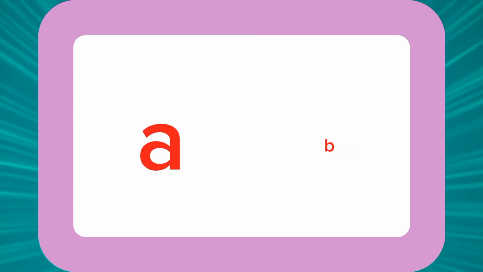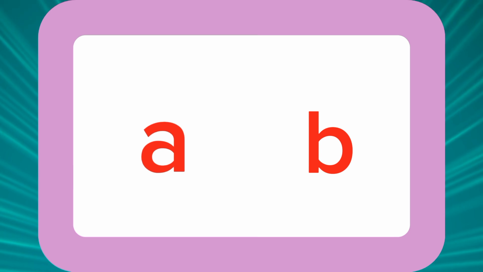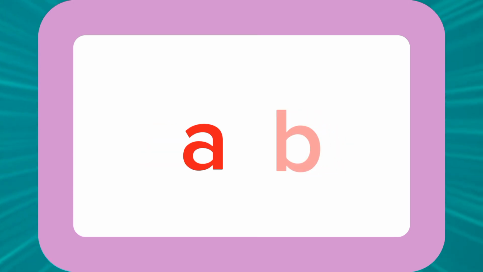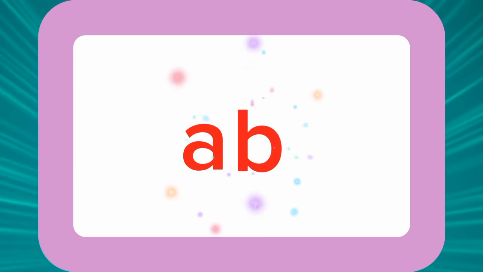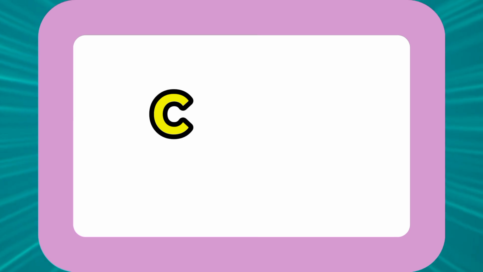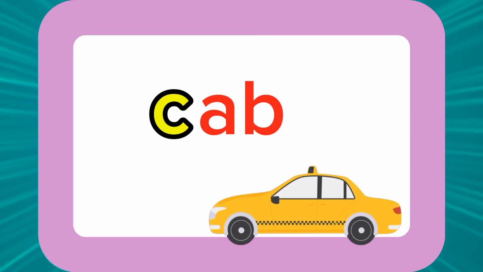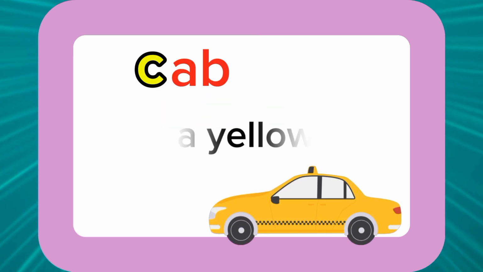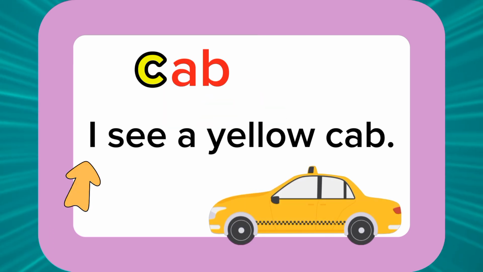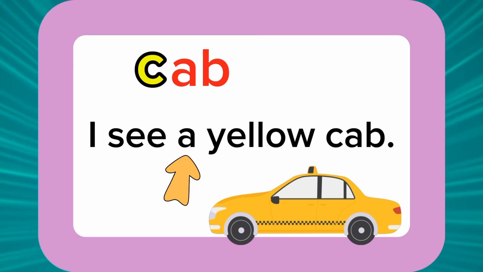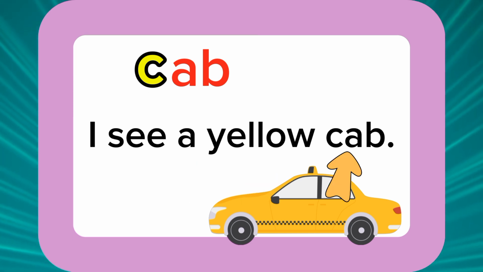Sound of letter A is A, and sound of letter B is B. A, B. Ab, ab. Sound of letter C is K. Ab, cab. I see a yellow cab.